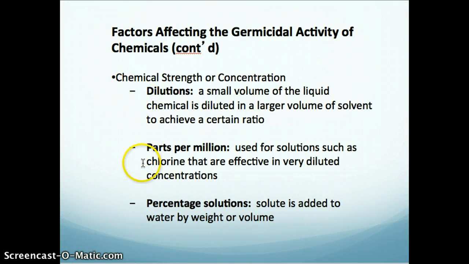We look at that as parts per million. So for solutions, like chlorine would be one, those are ones that are very effective even at very diluted concentrations, so not very many parts per million. And then we talk about percentage solutions. This is how much solute is added to water by weight or volume. And this is often how you'll see these chemicals being shown.